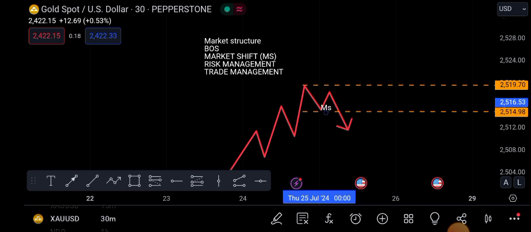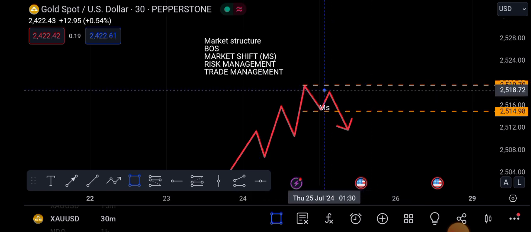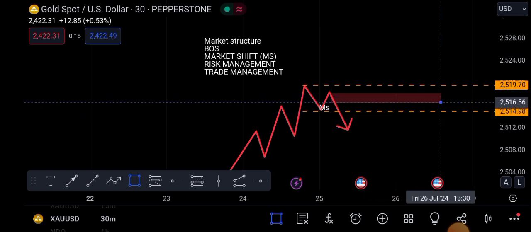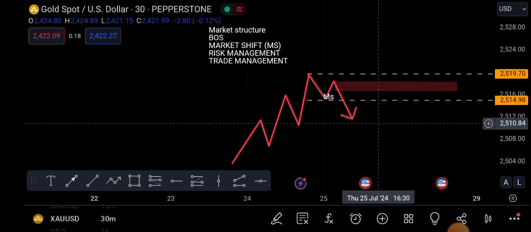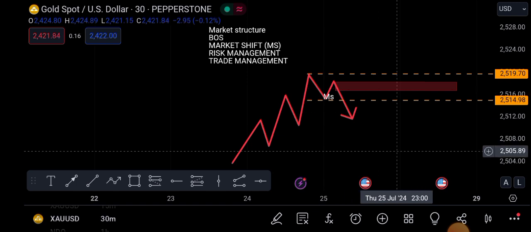Here is a market shift because the market has changed from bullish to bearish, and here we'll be looking for a sell opportunity. Now, when do we look for this sell opportunity? We have to look around here, at the high that was created, for a supply zone. You have to wait for the market to come back all the way up here and then start to push back. That is where we look for a reversal trend.